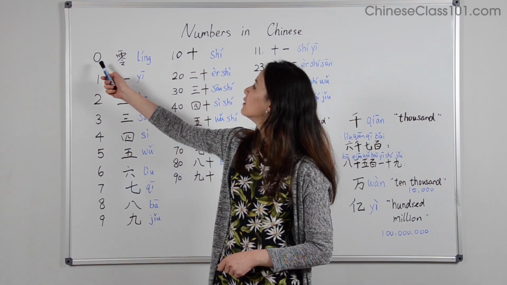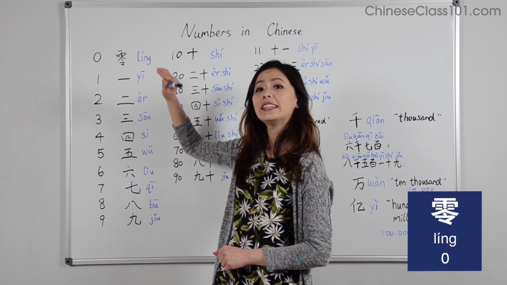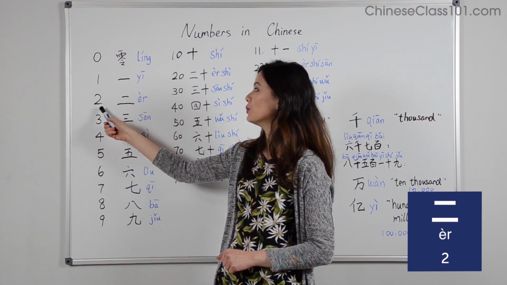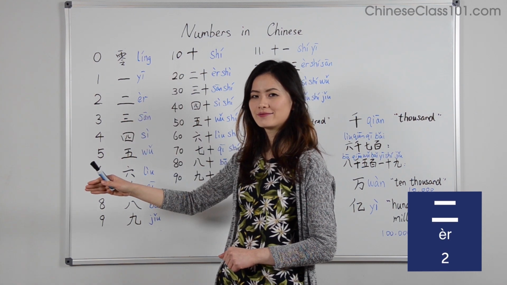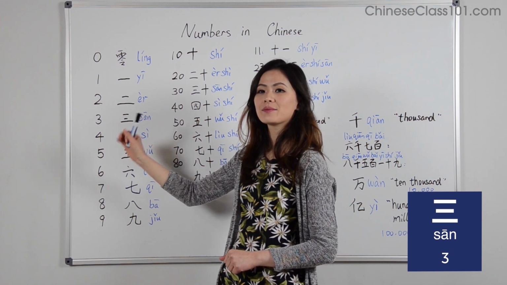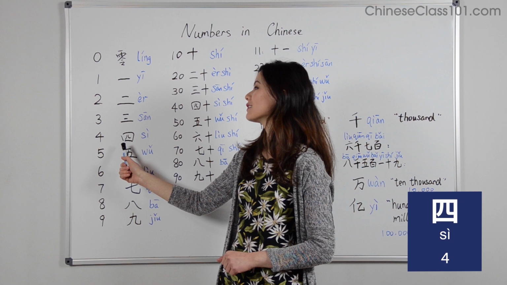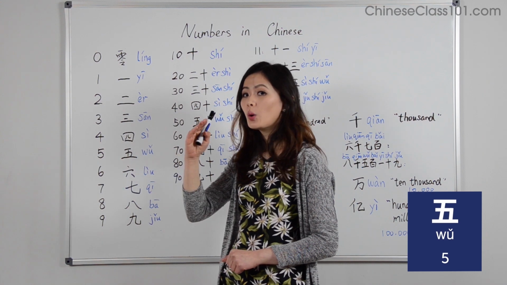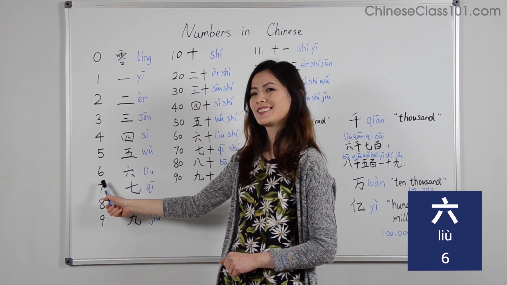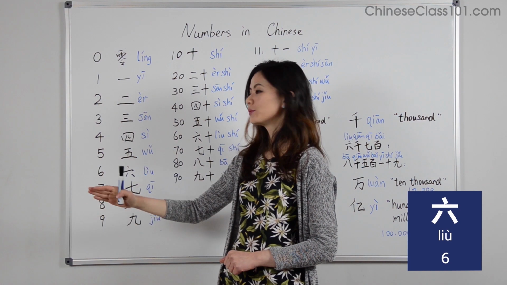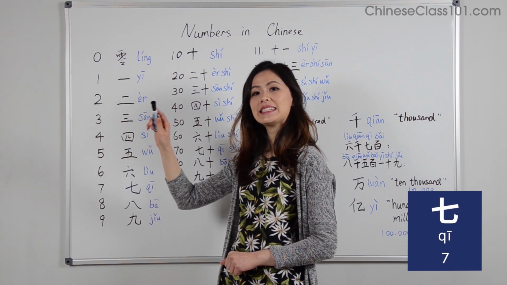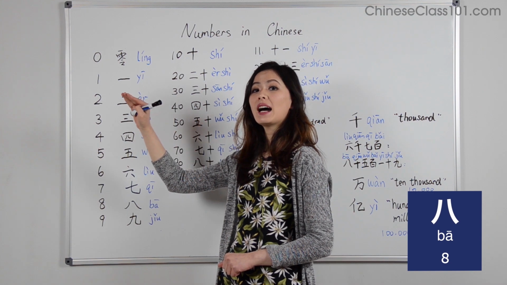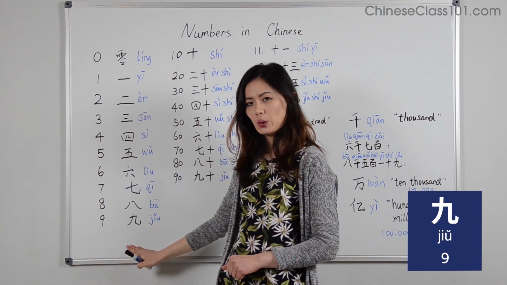Here we go. 0, 零. 1, 一. 2, 二. 3, 三. and 4, 四. 5, 五. and 6, 六. 7, 七. 8, 八. and 9, 九.